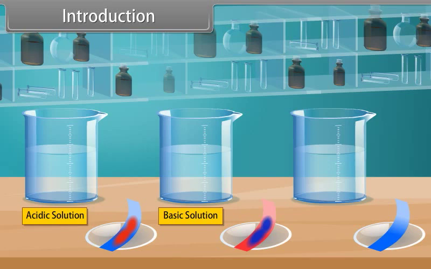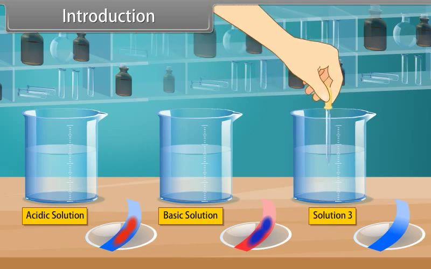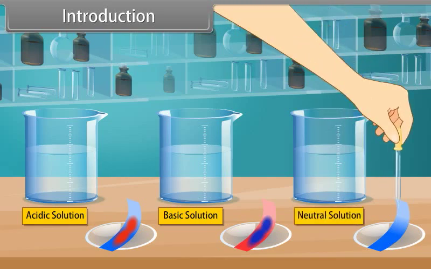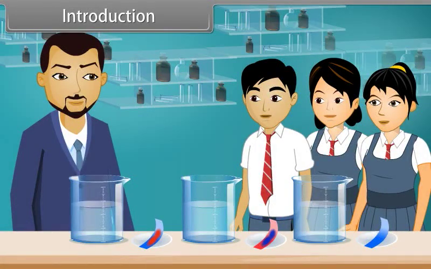Finally, we test for solution 3. The color is not changing. It shows that this solution is neutral, and we can say that solution is at equilibrium. Sir, what is equilibrium? Equilibrium is a condition when the number of moles of base becomes equal to number of moles of acid. Let's learn more about it. In this lesson, you will study the physical and chemical equilibrium.